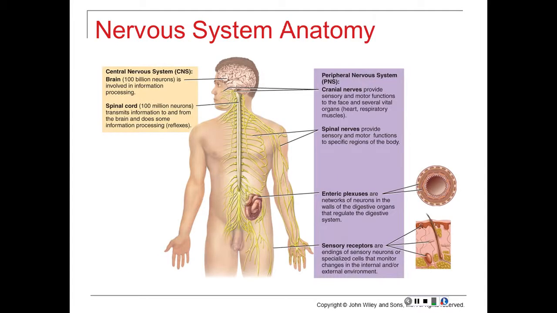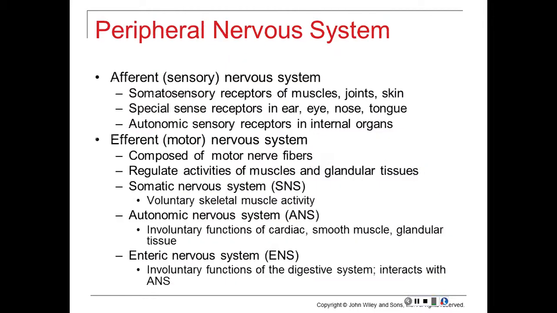So here you see what I mean with the different divisions. The central nervous system being the brain and spinal cord. That's where the majority of your neural tissue is. The peripheral nervous system contains the cranial nerves, the spinal nerves, as well as a group of nerves called the enteric plexus, and our sensory receptors are included in the peripheral nervous system as well. These would be like our thermoreceptors to sense temperature, mechanoreceptors to sense touch.